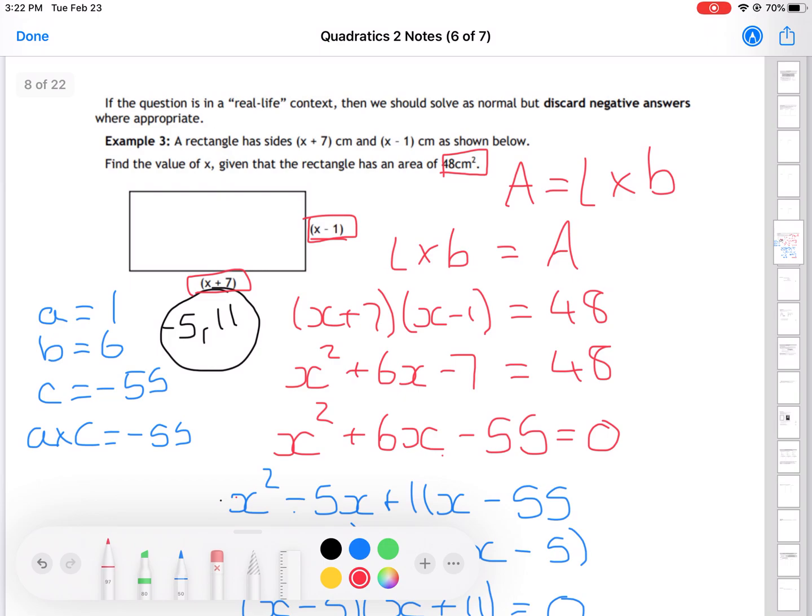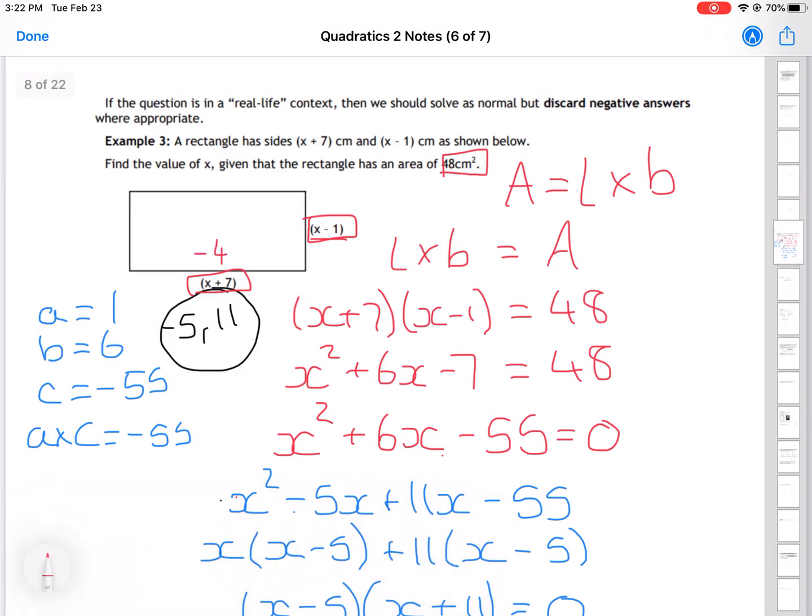The other answer for x that I got down the bottom of this question was negative 11. So if I was to use negative 11, it would be negative 11 plus 7, which is negative 4, and negative 11 minus 1, which is negative 12. Now, that doesn't make sense. We can't have a negative length, okay? A length is a measurement, how long something is. It can't possibly be a negative number.